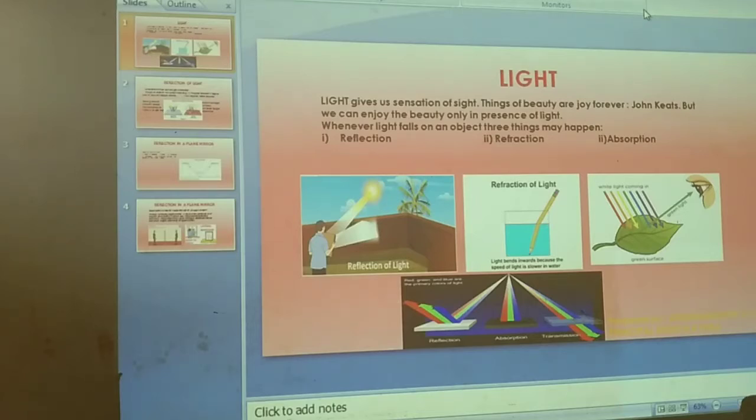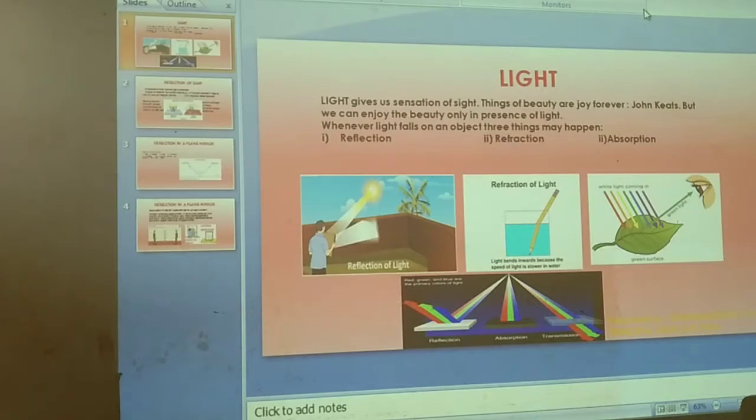Then, like in the third figure, whenever light falls on green leaves, they absorb all the colors except green. They reflect green color. Remaining colors have been absorbed. A black surface will absorb all the colors. So that is absorption. Whenever light falls on an object, all three things may happen.